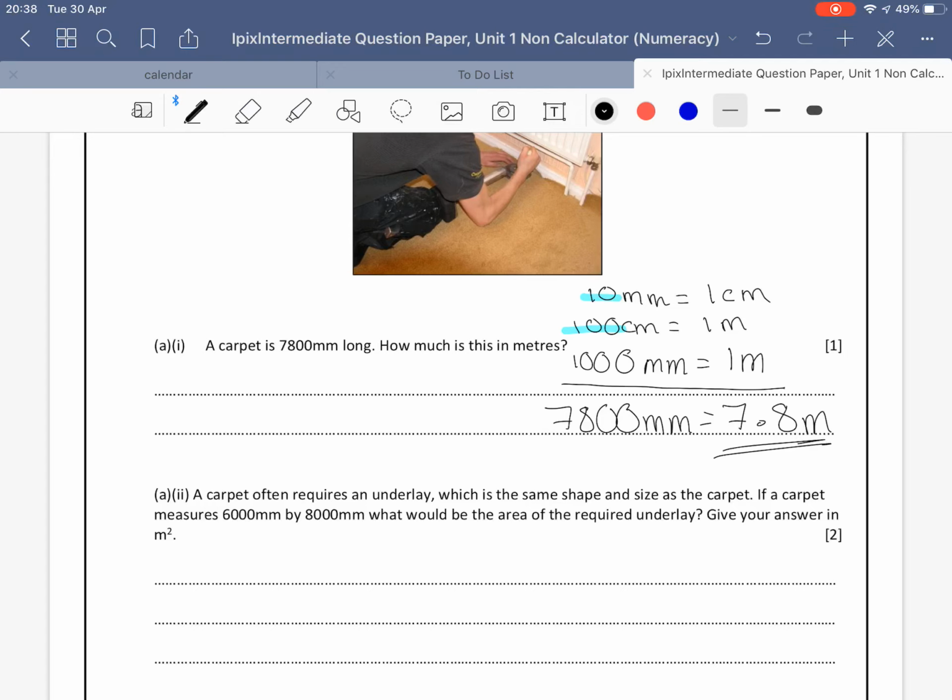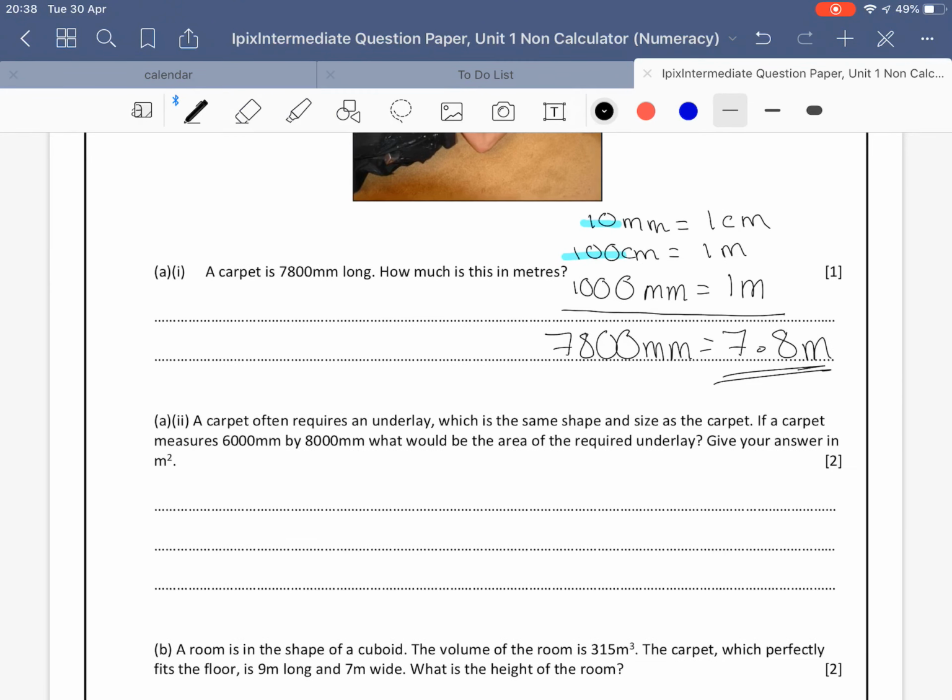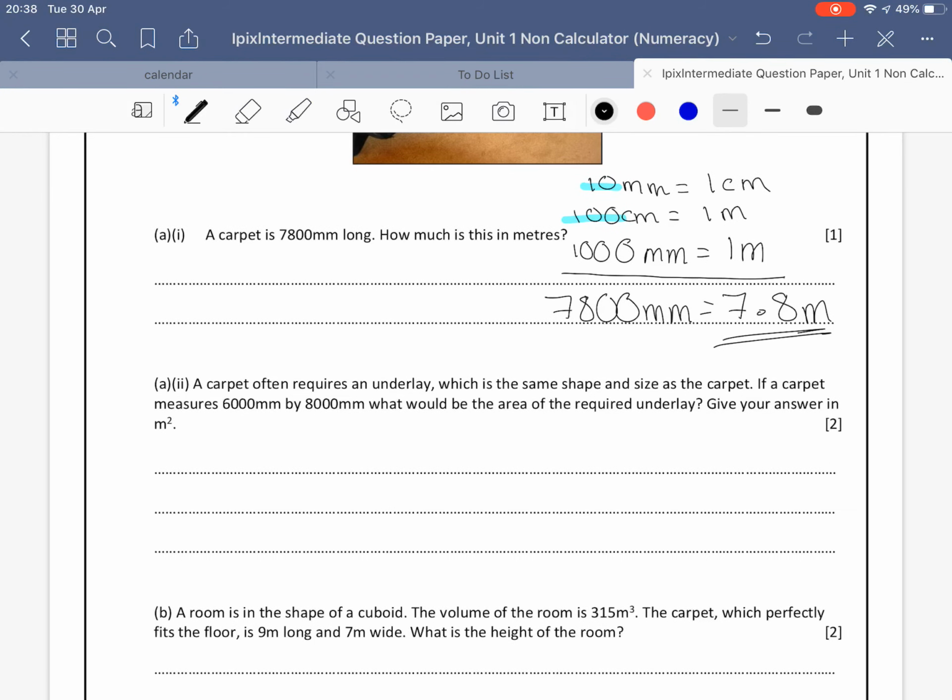So a carpet often requires an underlay, which is the same shape and size as the carpet, obviously. If a carpet measures 6,000 millimetres by 8,000 millimetres, what would be the area required for the underlay? Give your answer in metres squared. So if you've got just a regular rectangular carpet, this is going to be 6,000 millimetres, this is 8,000 millimetres.